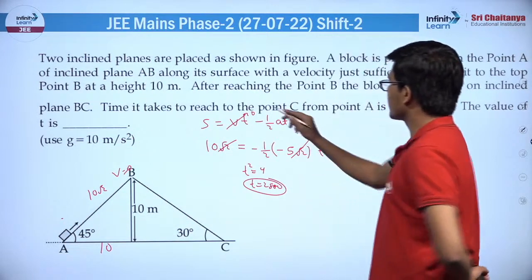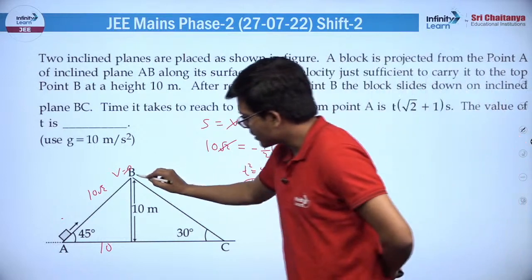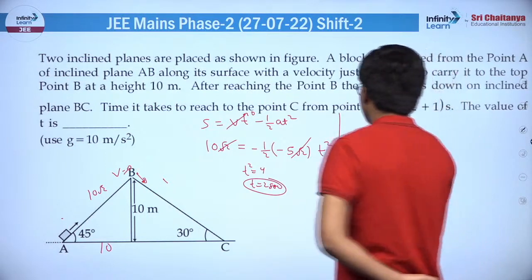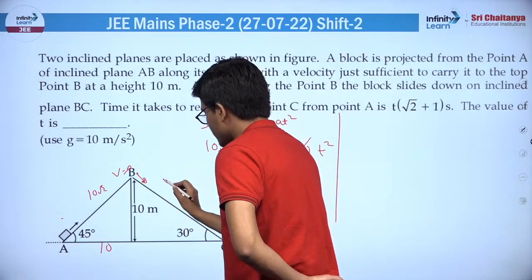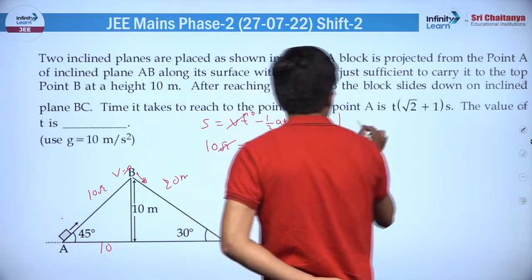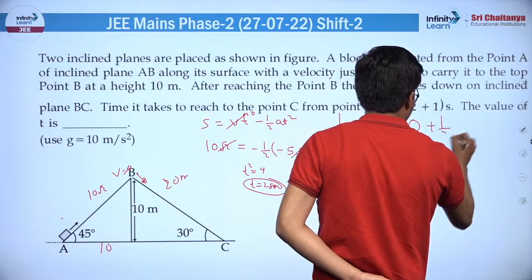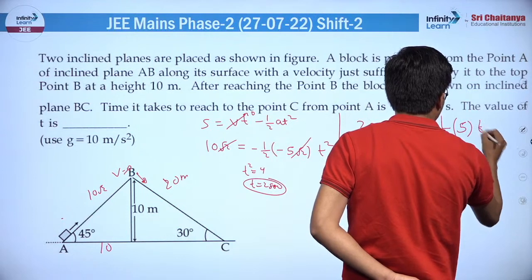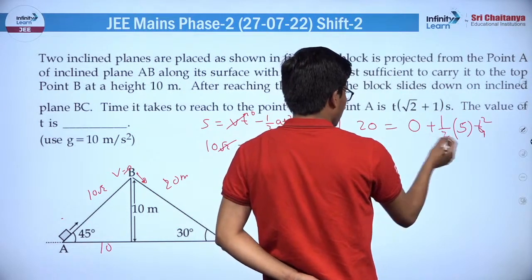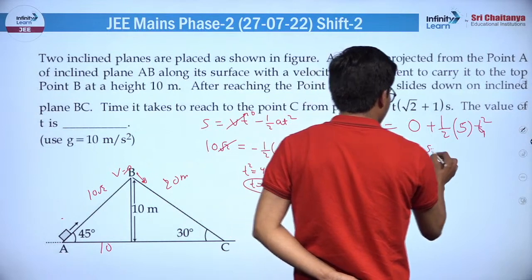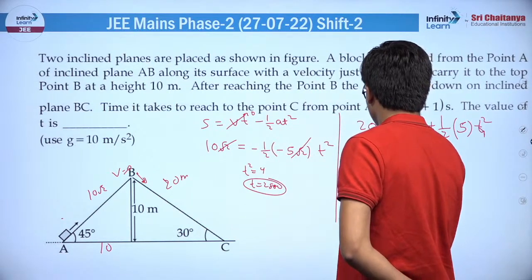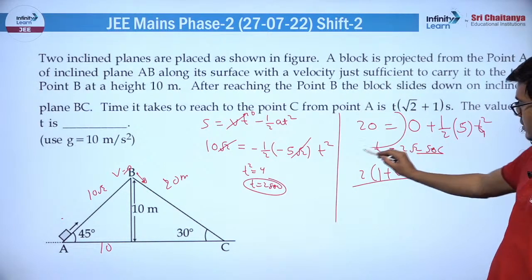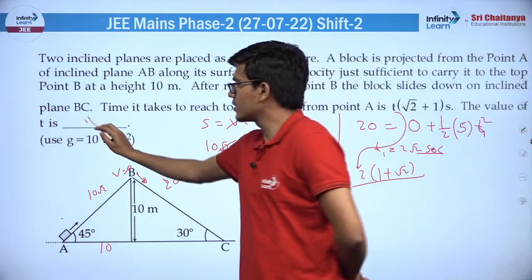In the second case, after reaching point B, the block slides down the inclined plane. Now you are coming from here to here and you have to find that other time. Again with the second equation, if this is 10, then this will be 10 by sin 30, that is 20 meter. So S is equal to ut plus half, and now the acceleration is in the downward direction, that is g sin 30, means 5 into t1 square. So this will be 2 root 2 seconds. So the total time will be 2 plus 2 root 2, that is 2 into (1 plus root 2), and if you compare with this result, you will get t as 2.